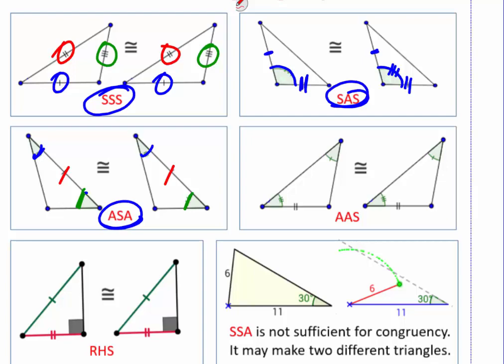All right. And then this one is where we have angle, angle, side. So again, we have 2 angles that are congruent to each other, but this time the side is outside of the 2 angles. So we've got an angle and an angle, and they're congruent to these angles over here, and this time the side is not in between them. And that makes angle, angle, side.